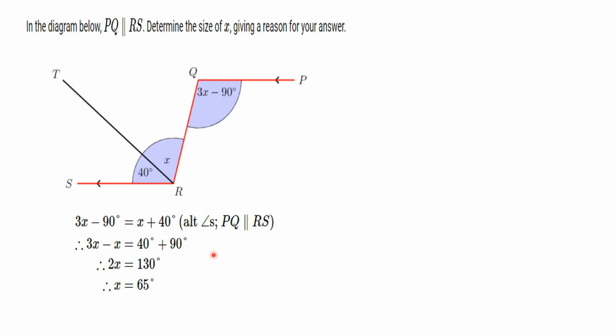Then from there, we are going to collect the like terms. Then we have to transpose x to the left and 90 to the right. So 90 to the right will become plus 90 and x to the left will become negative x. As we simplify, the x value will be equal to 65 degrees.